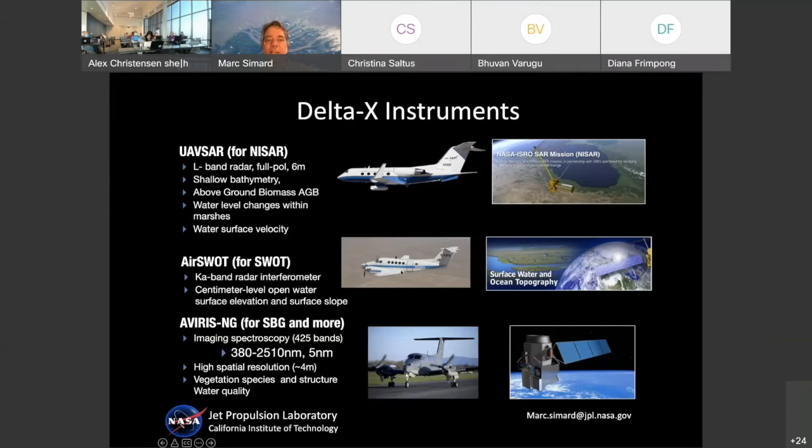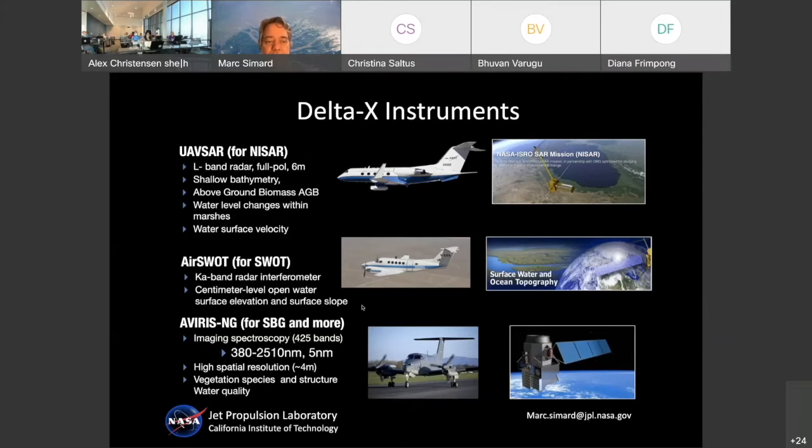The second instrument is AirSWOT. That's a Ka-band radar interferometer. And this particular instrument measures water surface elevation in open water areas. So we have two radar instruments here. The first one, UAVSAR, measures in the wetlands, so it cannot make measurements of water surface elevation in open water, but AirSWOT does. So AirSWOT is in open water areas. That includes channels, rivers, ponds, lakes. So we get water surface elevation from AirSWOT in those regions.